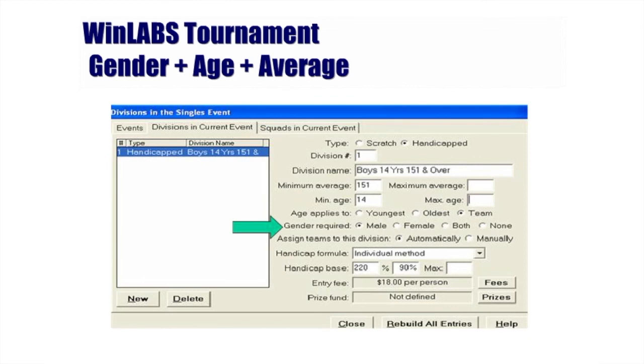We have just shown you some complicated combinations of the divisional assignment. It is always a good idea to contact the WinLABS support team at the design stage of your tournament to see if it is supported by WinLABS.